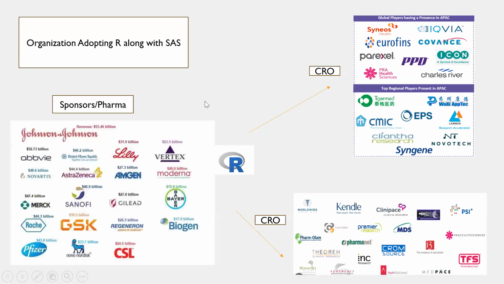Right? So now let's see what are the organizations that are adopting R along with SAS. While we're talking about learning R, let us also understand what are the companies that have already started working with it. On the left side, you see the sponsors of pharma. These are the main companies in the world that actively started working on R. That means someone has already submitted a project in R, someone has just started, someone started 4 years back, 5 years back. It may be anything, but they have started using R.